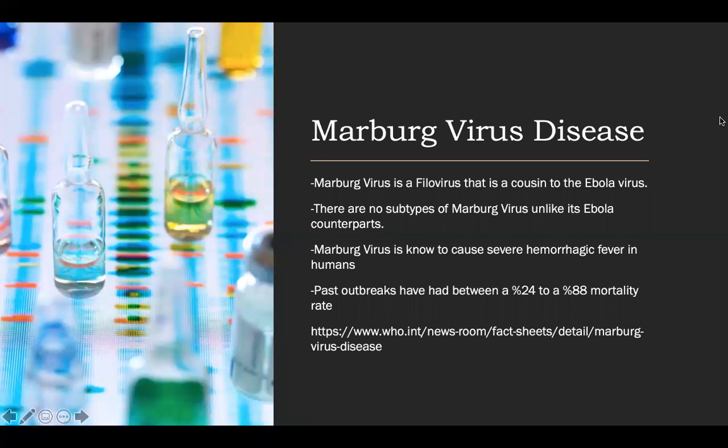Marburg virus is a filovirus that is a cousin to the Ebola virus that everyone probably knows a lot more about. Unlike Ebola, there are no subtypes for Marburg. It's the only one of its kind, and Marburg virus is known to cause a severe hemorrhagic fever in humans, and that's pretty much the hallmark of the filoviruses. Past outbreaks of Marburg have had mortality rates between 24 and 88%, so it's a pretty severe illness.